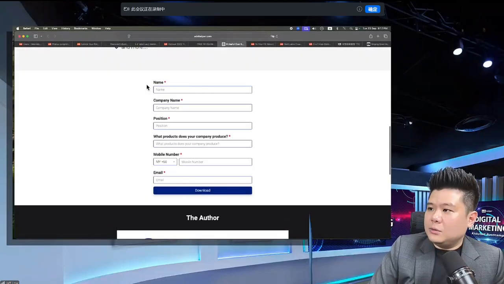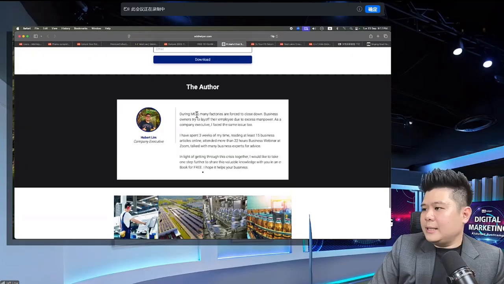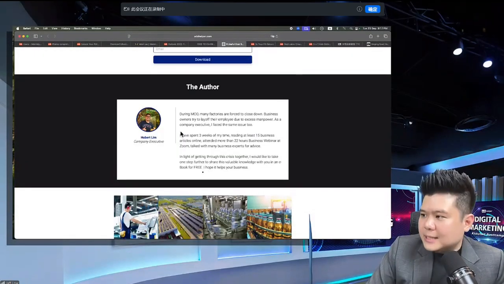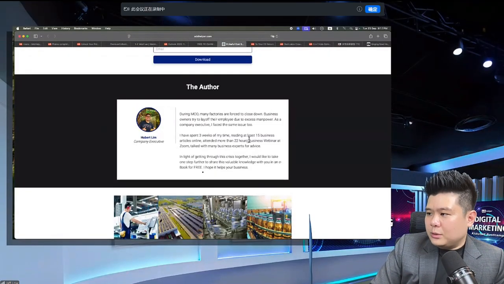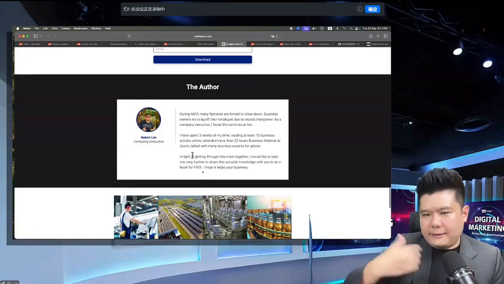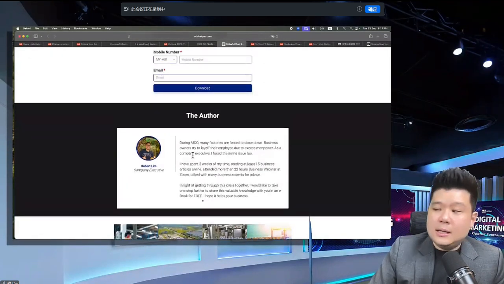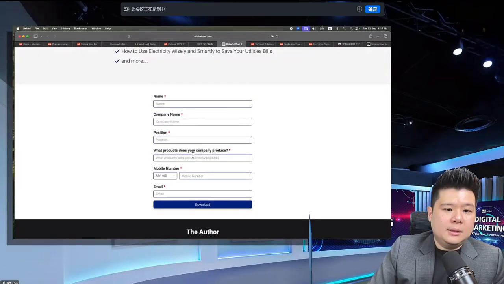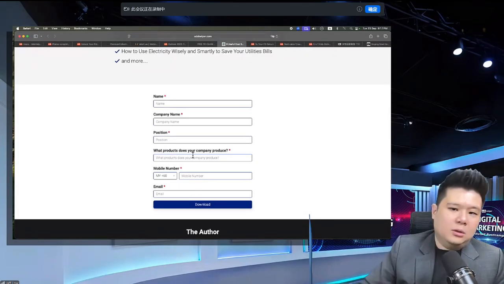And after that, you get this form and you get the author's note. During this time, many factories are facing closure, and myself, I have spent 3 weeks of my time reading over 15 business articles online, attending more than 22 hours of business webinars on Zoom, and talking with many business experts. Therefore I'm compiling this book and giving it for free for others. Within 1 month, he got 300 manufacturer contacts in one single state, Johor only.